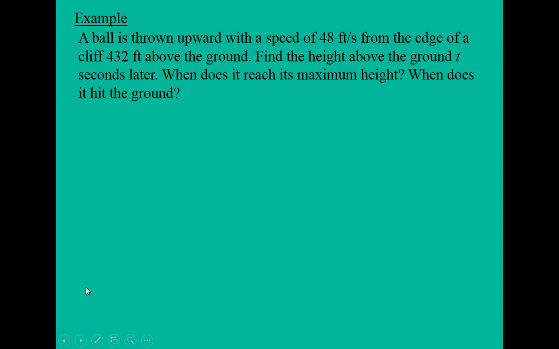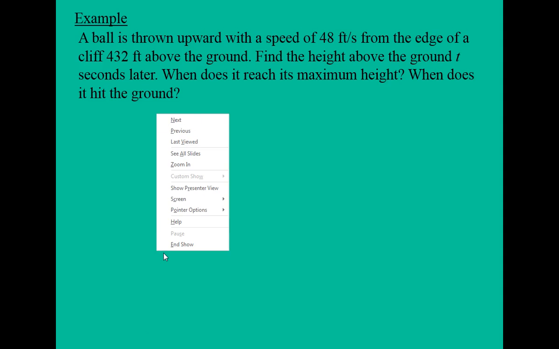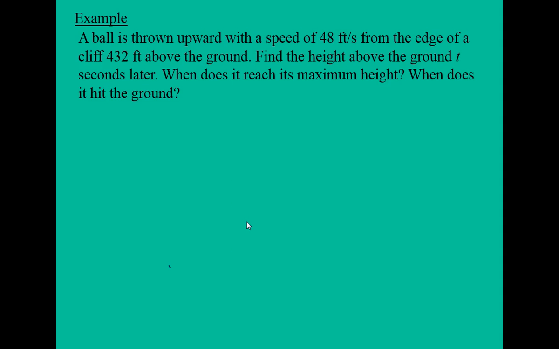A ball is thrown upward with a speed of 48 feet per second from the edge of a cliff 432 feet above the ground. Find the height above the ground t seconds later. When does it reach its maximum height? When does it hit the ground? We know that for a free-falling object, if a ball is thrown straight up and it comes straight down, the acceleration acting upon the ball would be 32 feet per second squared.